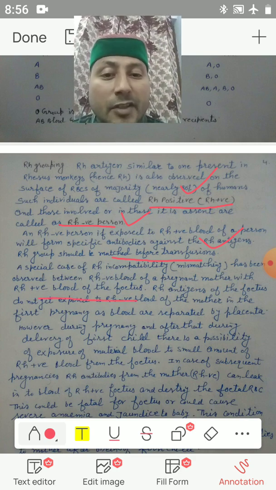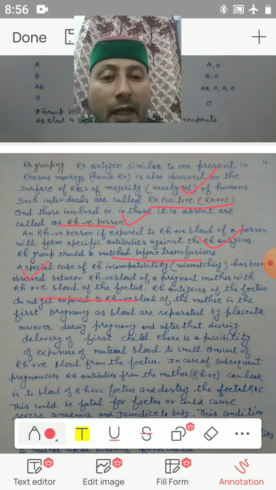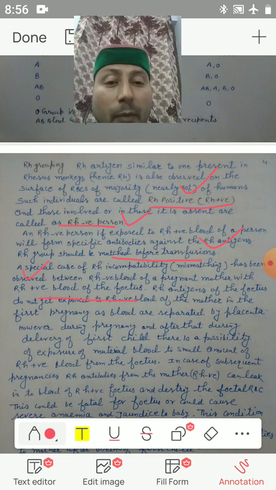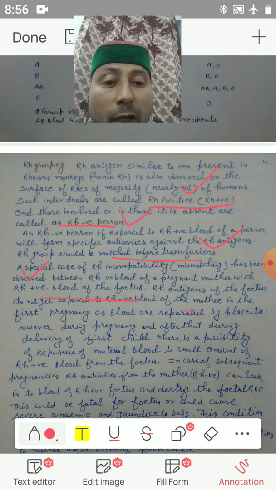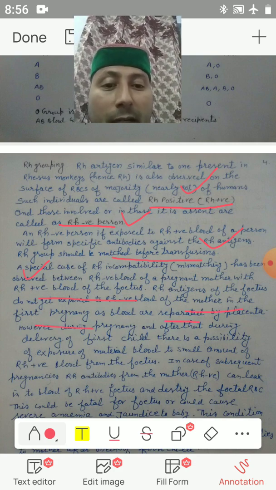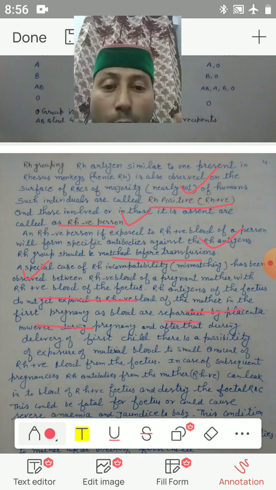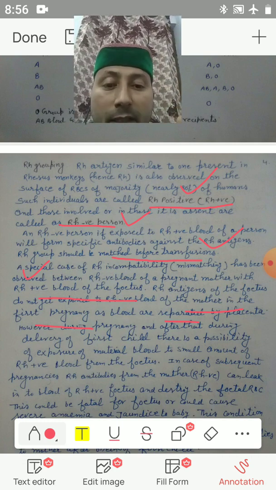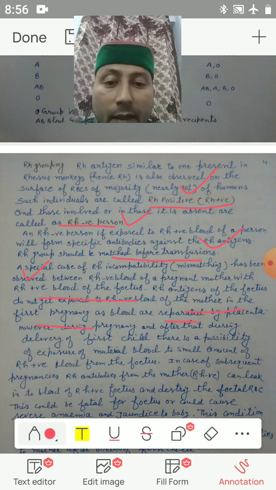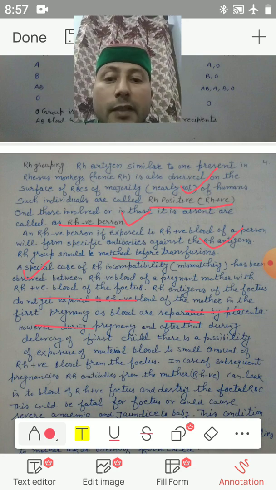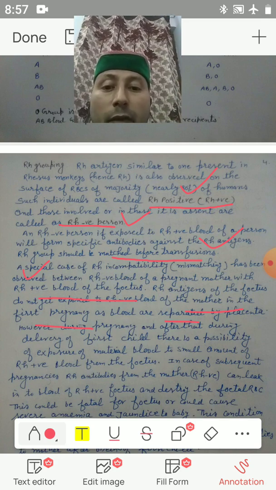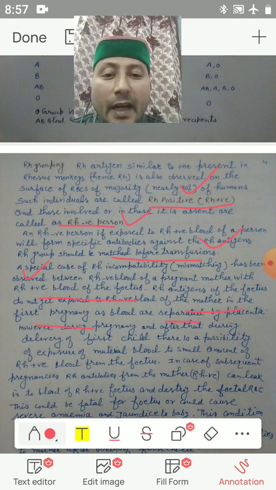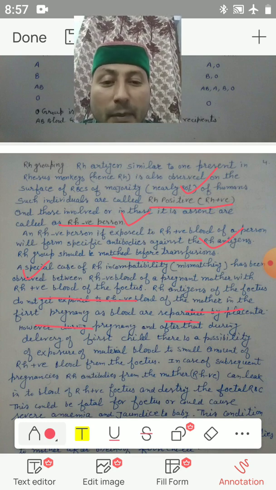If the fetus, the child, is Rh positive and the mother is Rh negative, then a problem is created. But the fetal blood does not mix with the blood of the mother in the first pregnancy, as the blood is separated by the placenta. However, during the pregnancy or after that, during the delivery of the first child or in the next pregnancy, there is a possibility of exposure of the maternal blood to the fetus. The Rh positive blood can mix with the Rh negative mother.